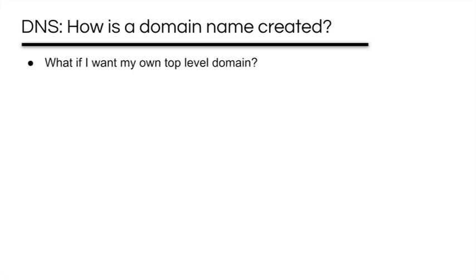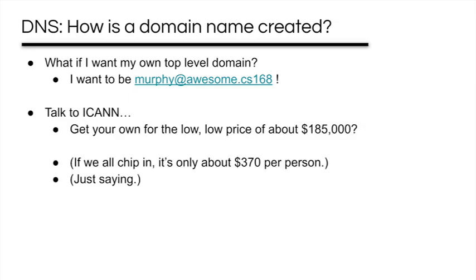So now, what if I want my own top-level domain? What if I want my email address to be murphy@awesome.cs168? To do that, you talk to ICANN. You can get your own top-level domain like cs168 for about $185,000. So kind of expensive in comparison, but people do this.